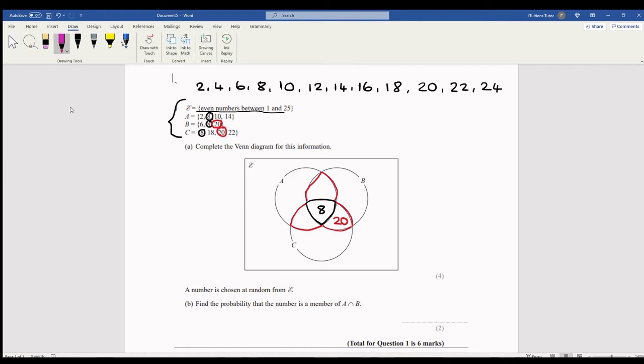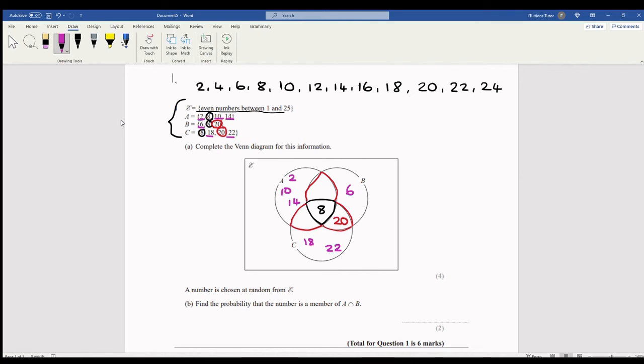Now let's look at everything that's in A but not in B or C. So we've got 2, 10 and 14. Let's do B. Everything in B, which is not in A or C, is only the number 6. And then everything that's in C, but not in A or B, is 18 and 22.